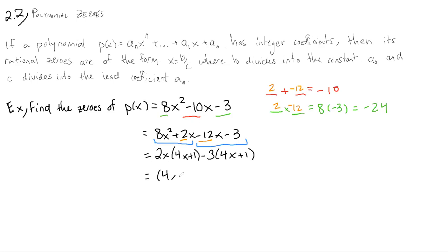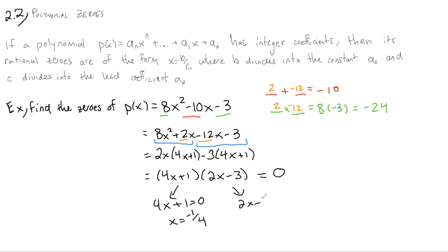So I can take out the 4x plus 1, and then I'm left with 2x from the first term and -3 from the second term. And so if this is equal to 0, then 4x plus 1 is 0, so x is -1/4, or 2x minus 3 is 0, which means that x is 3/2. And so these are our two zeros.